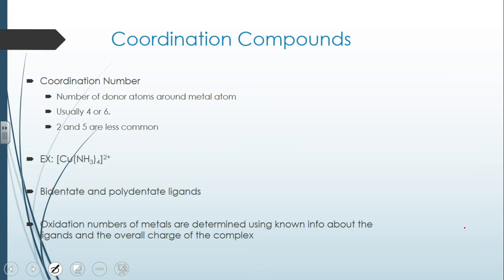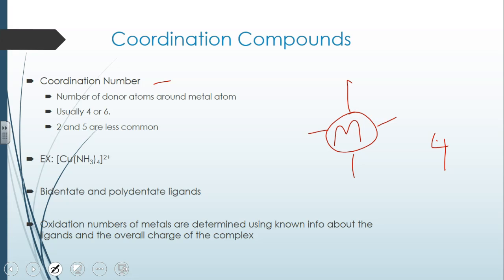And there's a few more things about coordination compounds that we look at, and one of them is the coordination number. Okay, and so the coordination number just tells you how many donor atoms are around the metal atom that's in the complex ion or the coordination compound. So if you have the metal and you have 4 donor ions or 4 donor atoms around it, that has a coordination number of 4.